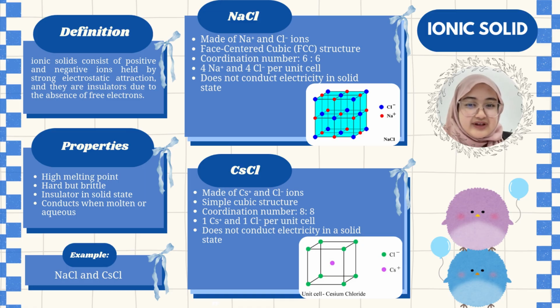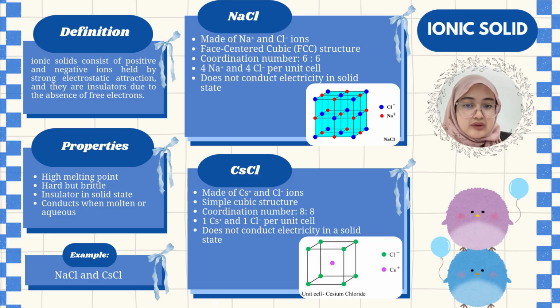This slide explains ionic solid. Ionic solid consists of positive and negative ions held together by strong electrostatic attraction. Because there are no free electrons, they are insulators in the solid state. Ionic solids generally have high melting points, are hard but brittle. They conduct electricity when molten or dissolved in water.